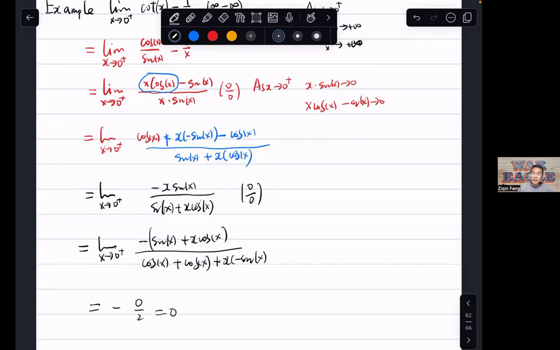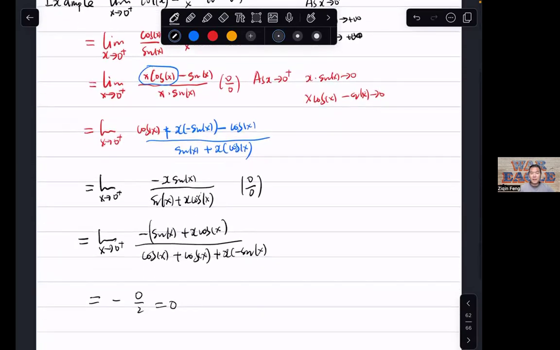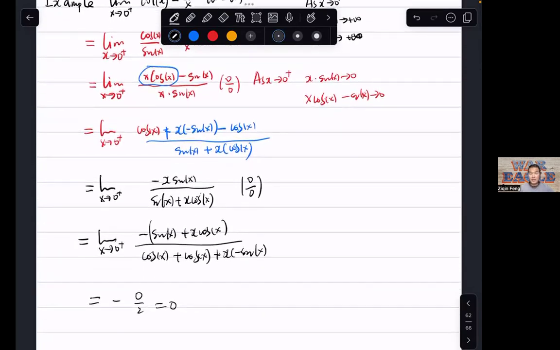So this is how we handle an indeterminate difference. Our only way here is to change from a difference to a quotient, then apply L'Hopital's rule. Sometimes maybe twice, 3 times is possible. Eventually, you get a finite number. If you cannot get a finite number, then this approach fails. Try a different one, right? So this is our way to handle an indeterminate difference.